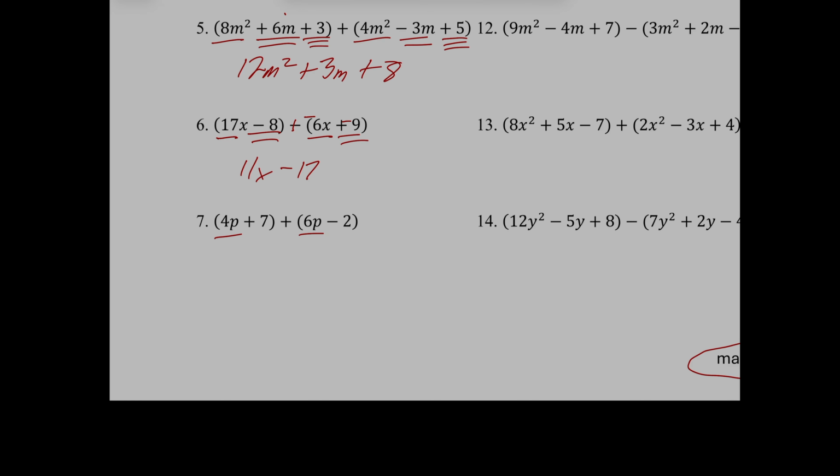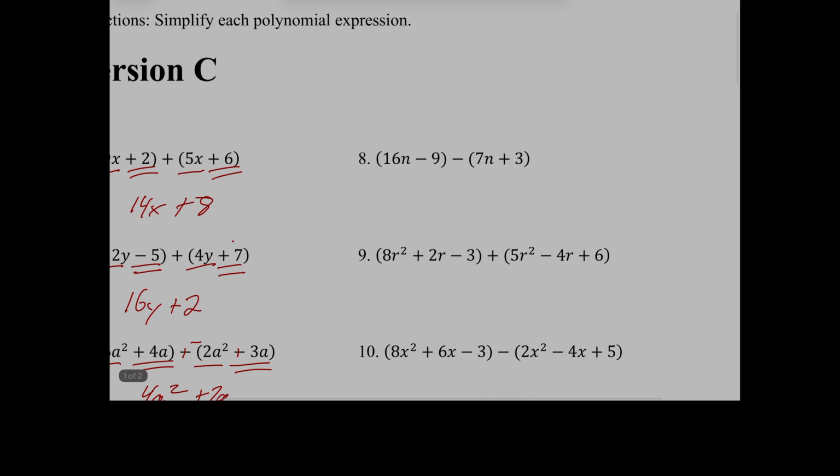Number 7, it's a plus sign. I just combine 4p plus 6p is 10p. And then we have a positive 7 and a negative 2. We're going to subtract them, and we're going to keep the sign of the bigger, which is positive. All right, let's go ahead and go down to the next one.